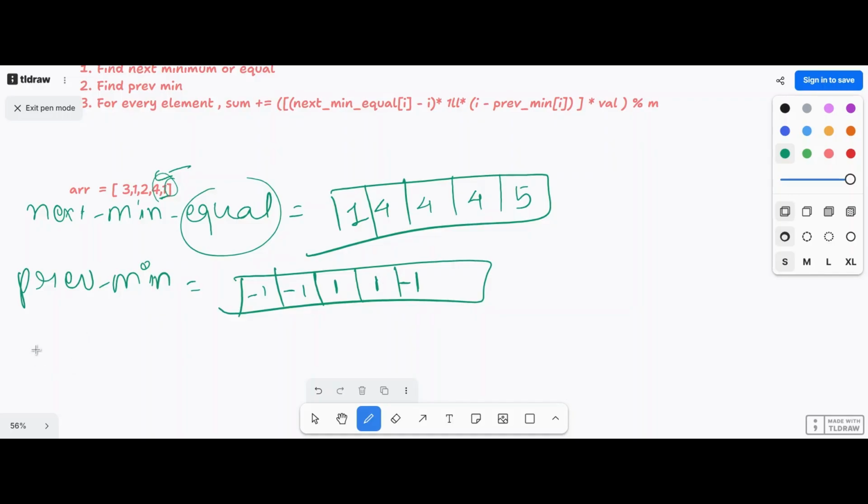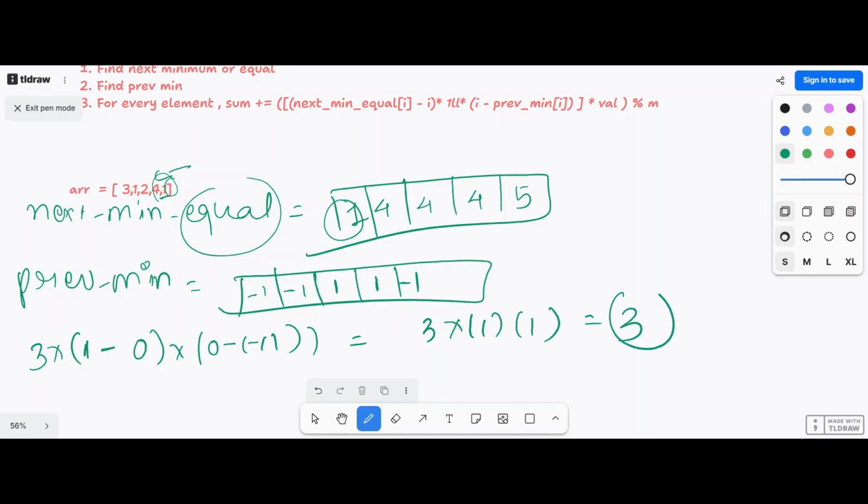Okay, now we will have I going from 0 to n. Every time 3 multiplied. First will be next minimum of I is 1 minus I, which is 0, into 0 minus minus 1. So 3 into 1 into 1, which is 3. Because 3, how many times will 3 be minimum? Only one time, which is this subarray. No other subarray has 3 as minimum than this.